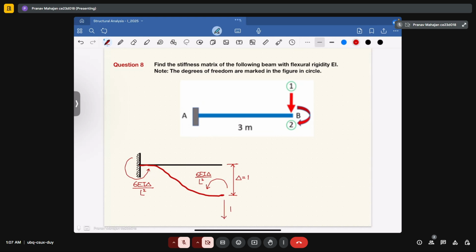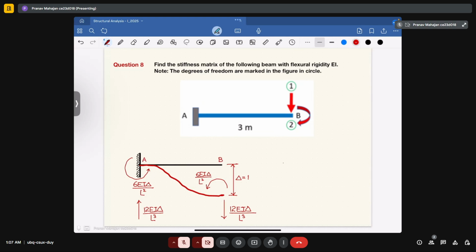This will have the value equal to 12 EI delta upon L cube, and here it is 12 EI delta upon L cube. Okay, so these are the values that you have obtained when you have provided a unit displacement at the end B.